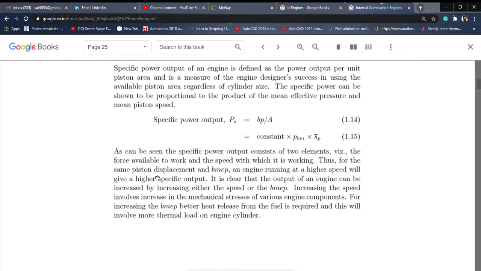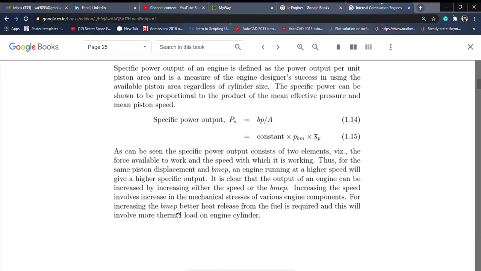Thus, for the same piston displacement and brake mean effective pressure, an engine running at a higher speed will give a higher specific output. As you can see from this formula, if the piston speed is higher, the specific power output is more. It is clear that the output of an engine can be increased by increasing either the speed or the brake mean effective pressure. Increasing the speed involves an increase in the mechanical stress of various engine components.